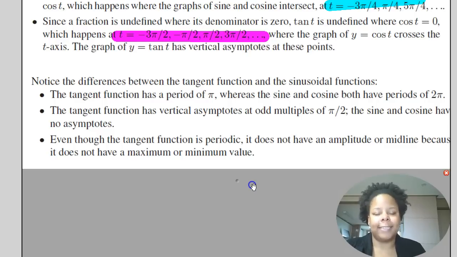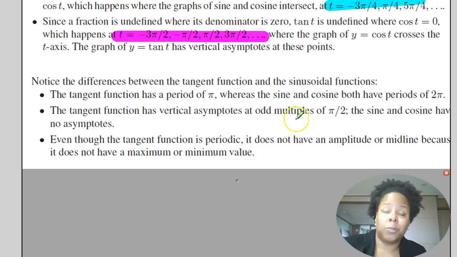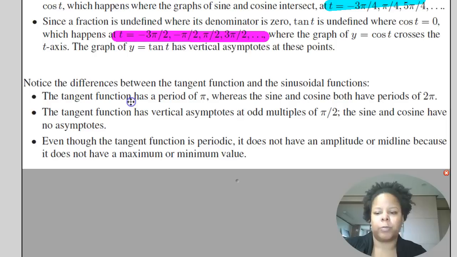Though the functions have that type of relationship, there are very big differences. One of the things is that even though sine and cosine have normal periods of 2 pi, the tangent function has only a period of pi. The tangent function has vertical asymptotes at odd multiples of pi over 2, where the sine and cosine functions have no asymptotes whatsoever.